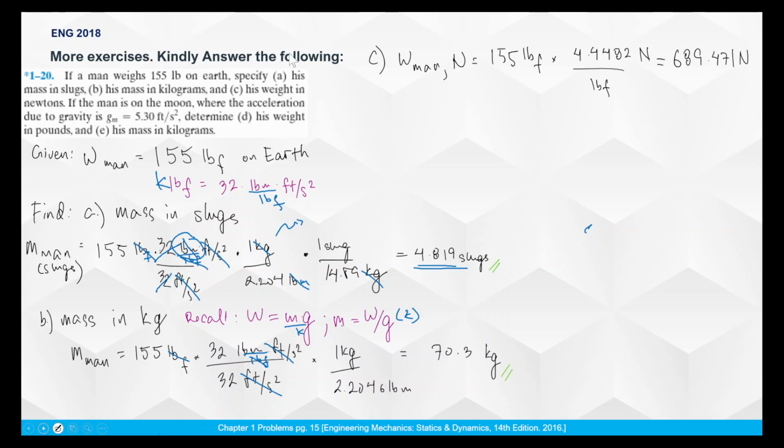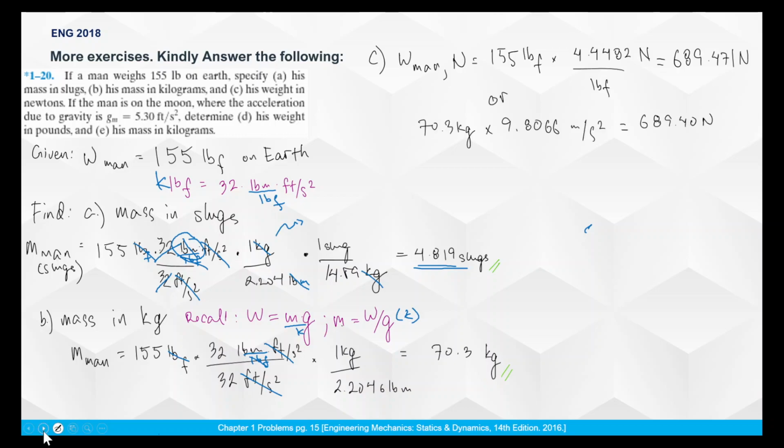And then next is yung weight ng man naman in newtons. Padali lang yan. Pwede mong gamitin yung 155 or yung 70.3. Pag 70.3 ginamit nyo, times 9.8 lang yan. Pag pound force yung ginamit nyo, multiply nyo by 4.448 lang. Sobrahan lang ako dyan. Usually yun yung direct.